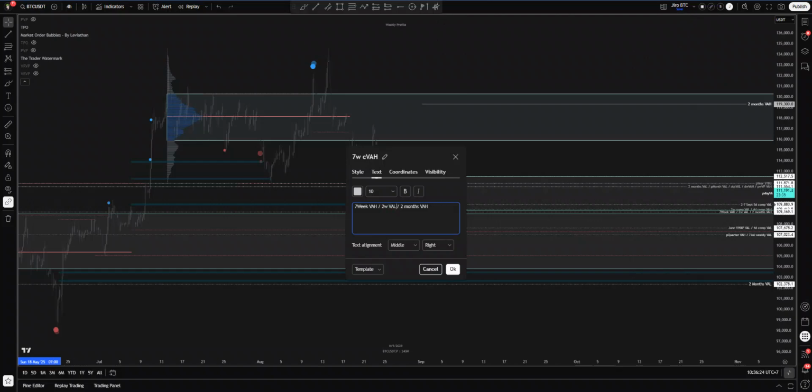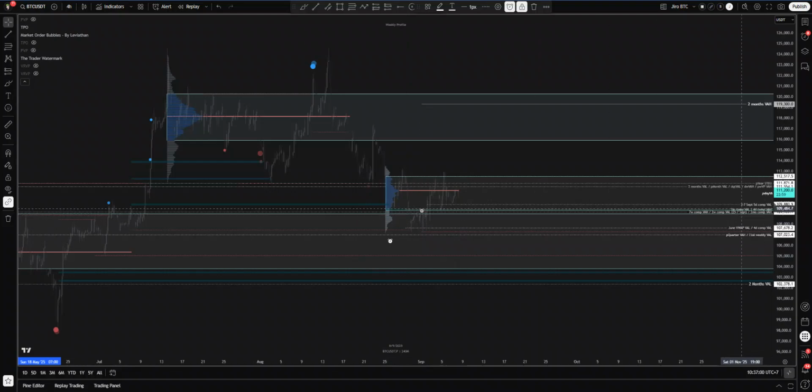Two-week value area low. Okay, 2-week value area low. This one starts from 25th to 7th. Okay, that's better.